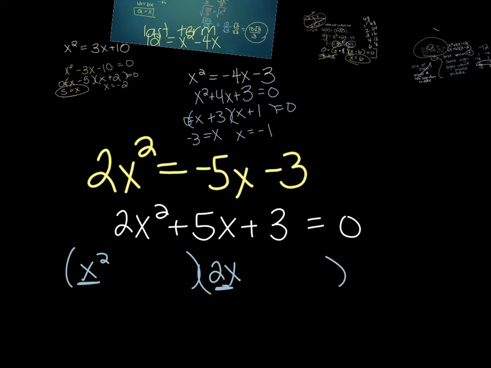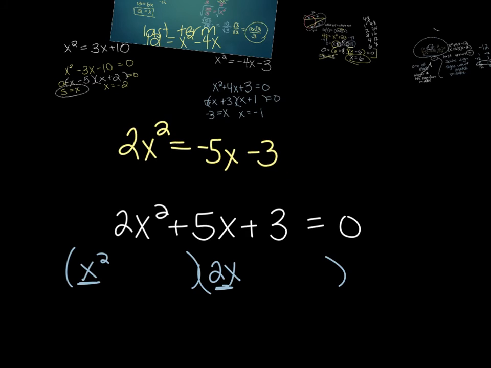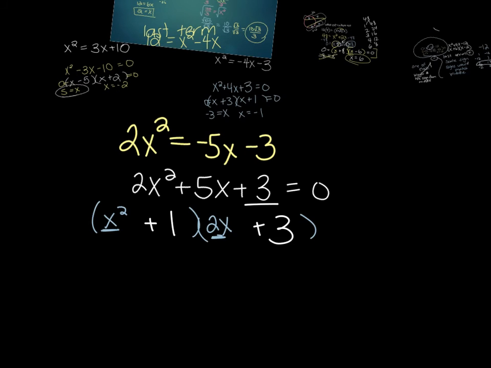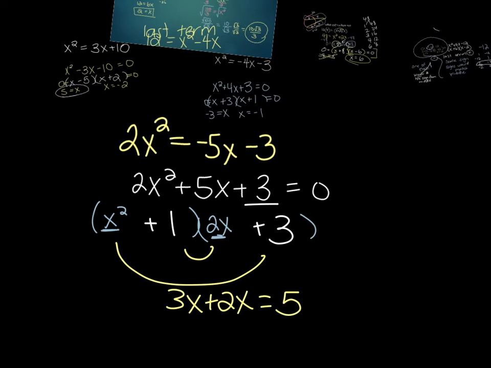Good so far. Now I'm looking for the factors of the last term that when I multiply the outer and the inner of these two, I get the middle term. So factors of positive 3 would be what? 3 and 1 or 1 and 3. So if I did 1 and 3 like this, I multiply the outer and the inner, I get 3x plus 2x, which is 5x. And that's the combination that works, so I know I did it correctly.